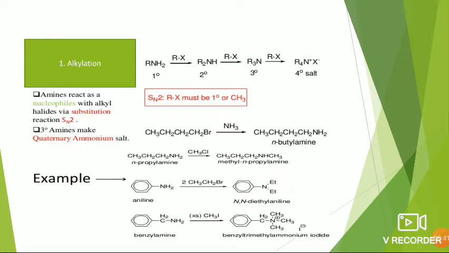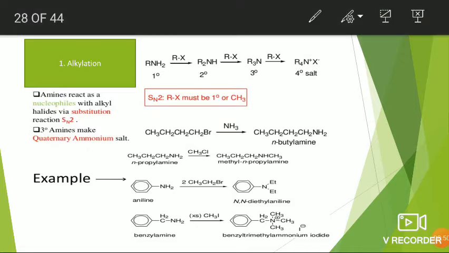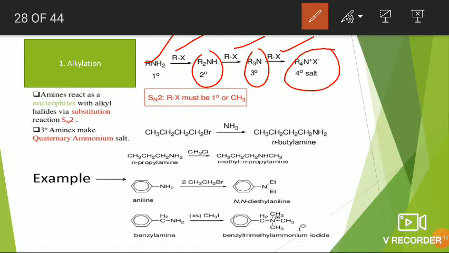Here are the reactions undergoing in the alkylation reaction. As we discussed in the previous slide, the primary amine undergoes reaction with alkyl halide to form secondary amine. This secondary amine further reacts with alkyl halide and produces tertiary amine. This tertiary amine further reacts with alkyl halide to finally form a quaternary ammonium salt.